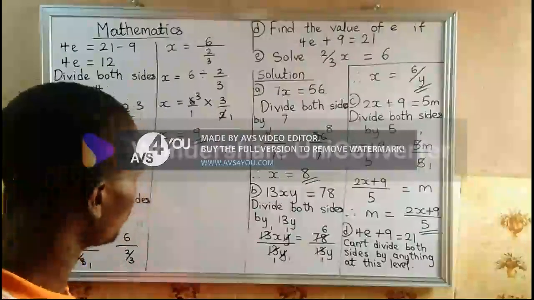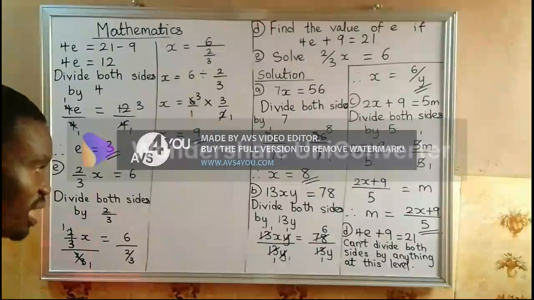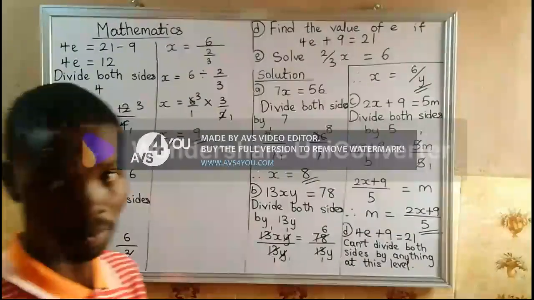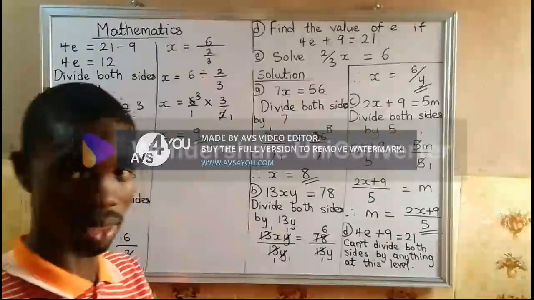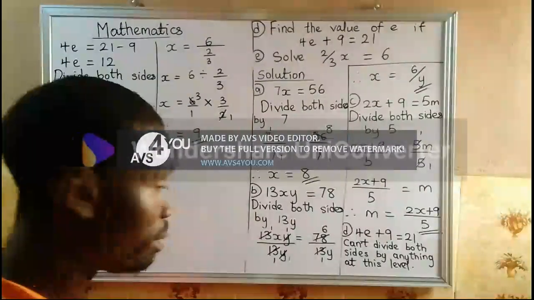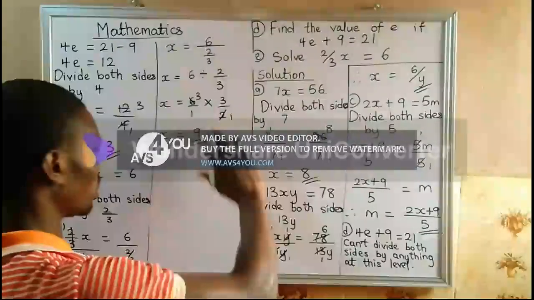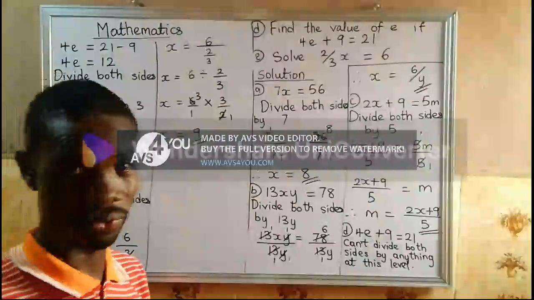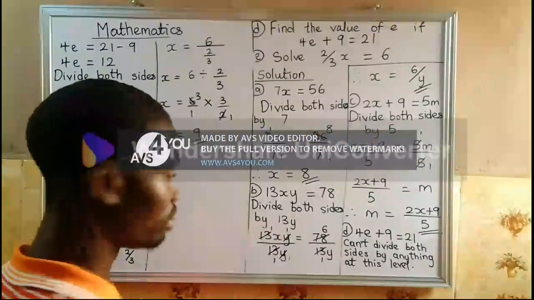Alright? So, with these 5 examples, I believe we understand the stage to apply the principle of dividing both sides by something. And we also know what to divide both sides by in whatever case. So, that brings us to the end of the first principle, dividing both sides by something.